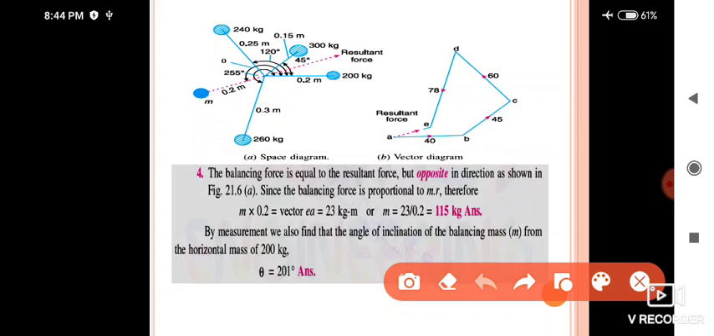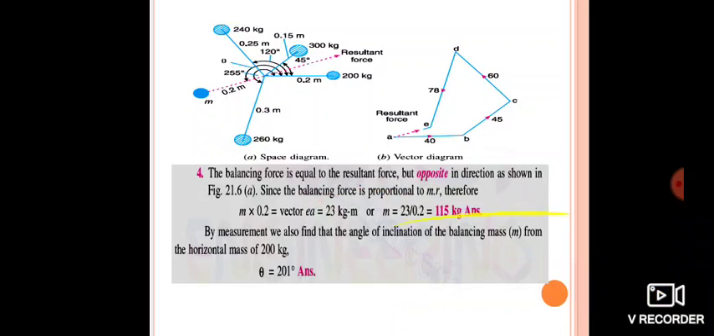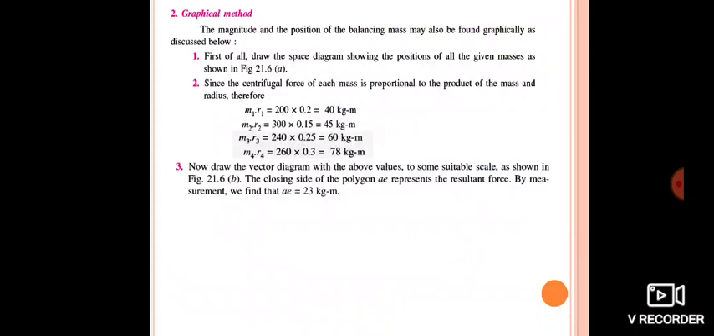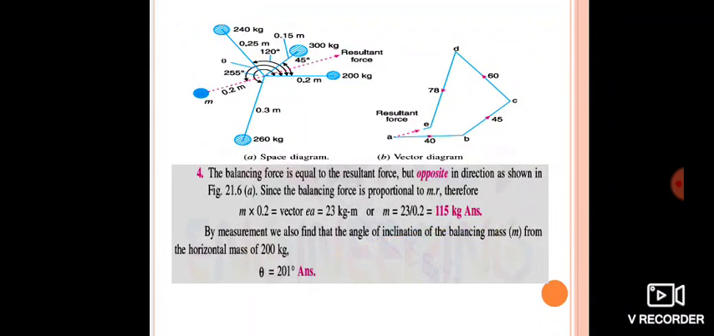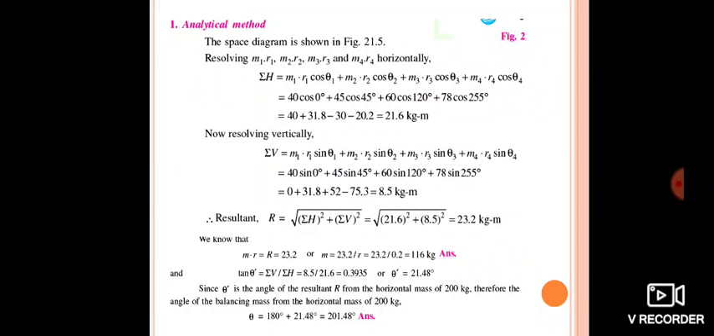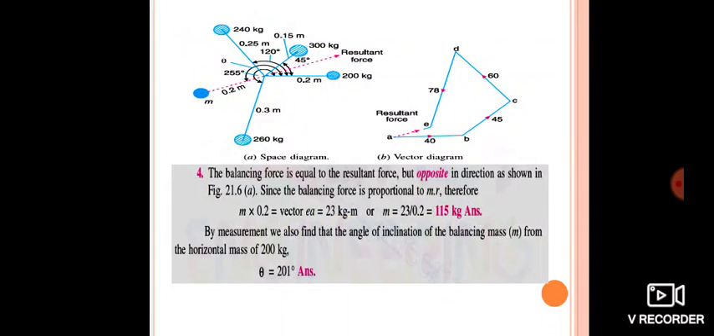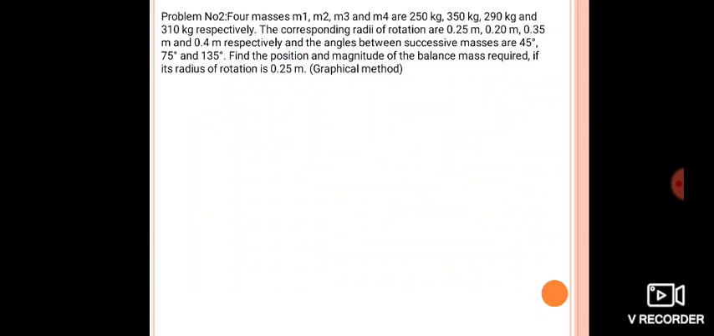an unknown mass of 115 kg is going to be found, and that unknown angle is 201. Just now we found the same while solving with the analytical method. By comparing with that, you will understand that the problem is correct. So you just refer to the notes. I have clearly shown how to draw as well as how to solve with the analytical method.